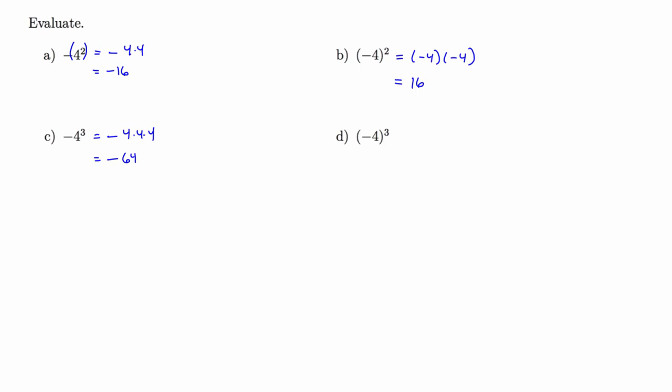The quantity negative 4 to the third power means negative 4 times itself 3 times. Because the 3 is next to the parentheses, the power of 3 applies to everything in parentheses. So we have negative 4 times negative 4 times negative 4. 3 negatives being multiplied give us a negative result. 4 times 4 times 4 is still 64. And the answer for part D is also negative 64.